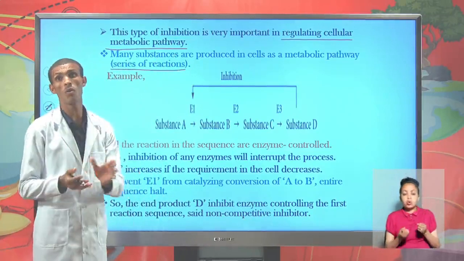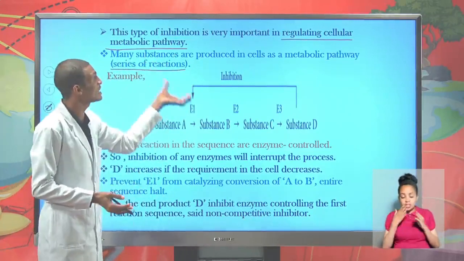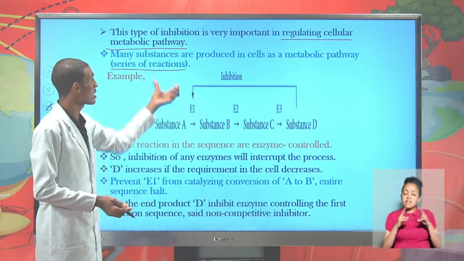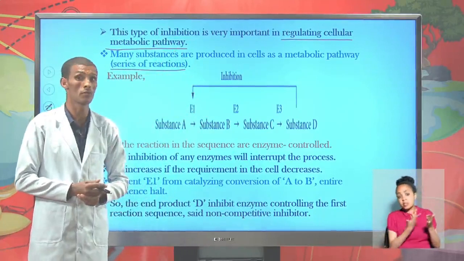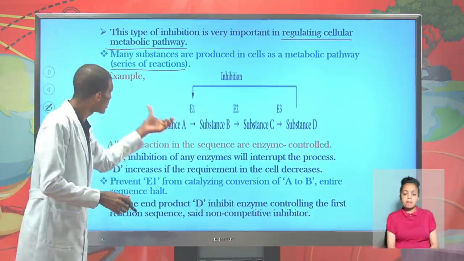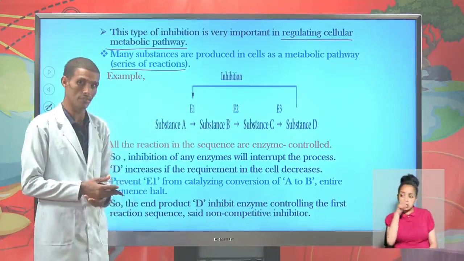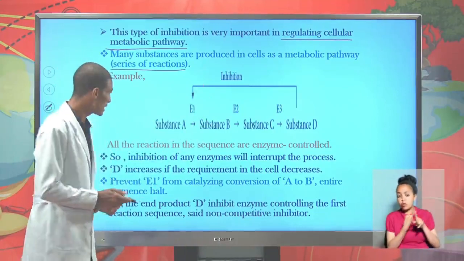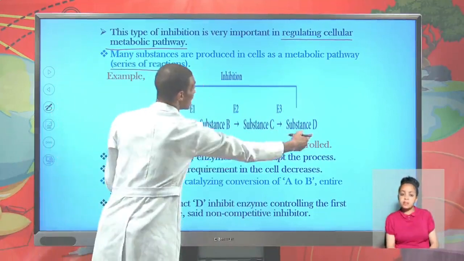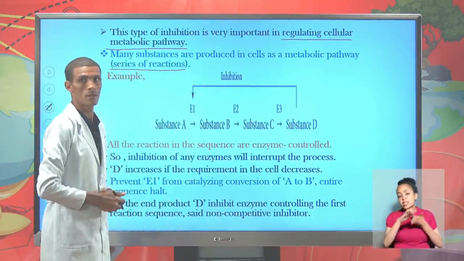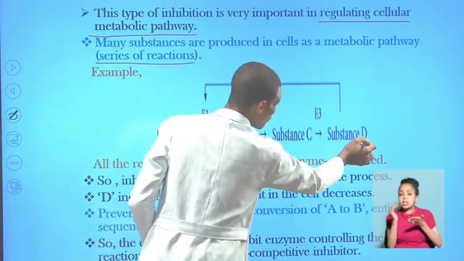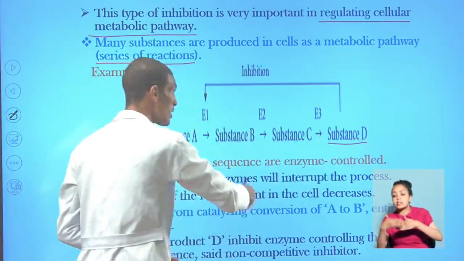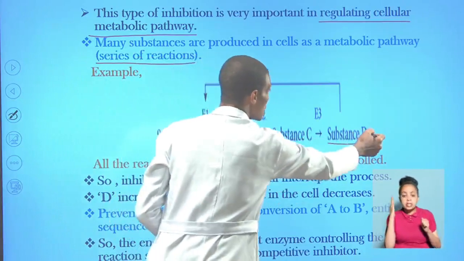The on system and the off system of our body's enzymatic activity, our body regulation system, is very important in production of some substances needed for our body. Let's have this diagram and have a certain explanation. I hope you can understand a lot from this diagram. Let's say this is an enzyme-controlled pathway where the production of this end product depends on the sequence of reactions. There is a series of reactions that can regulate or determine the production of D.